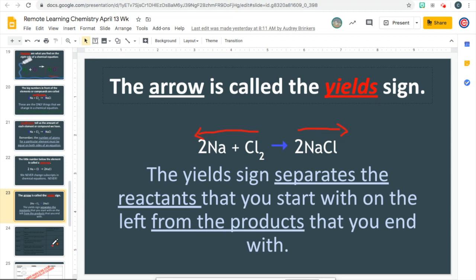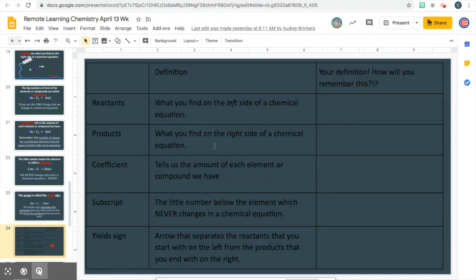Okay, moving right along. Your paper should look something like this with your definitions all written down. On this other column, you will write down the definitions in your own words, or in a helpful way that will help you remember what part of the chemical equation that is. I'm going to give you a chance right now to finish that up.